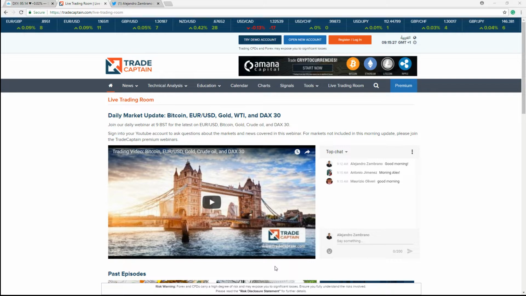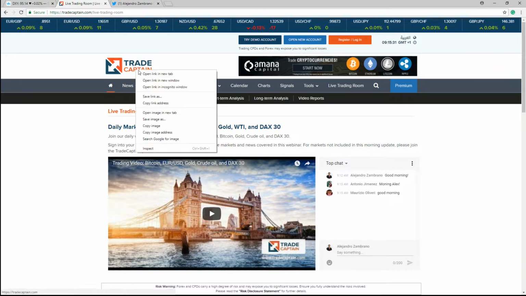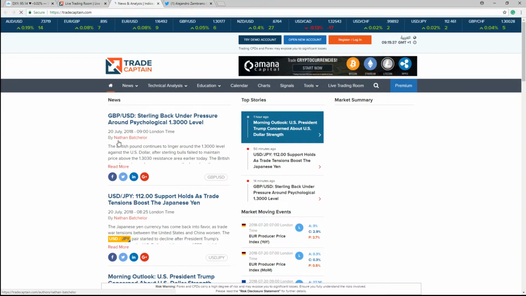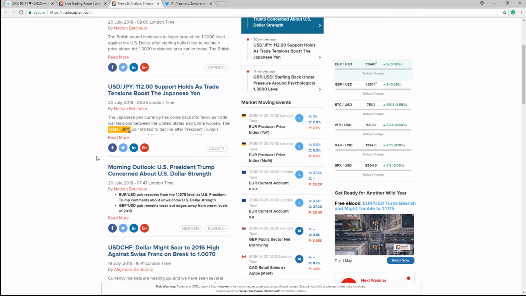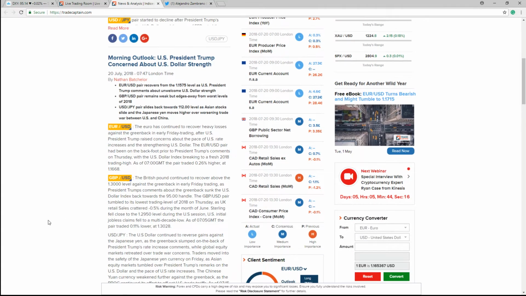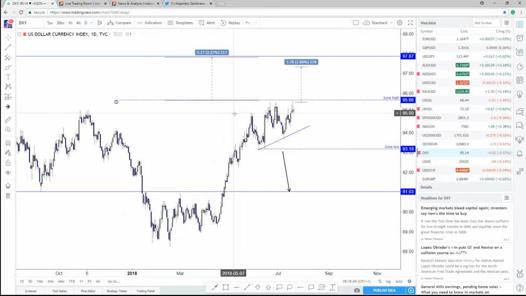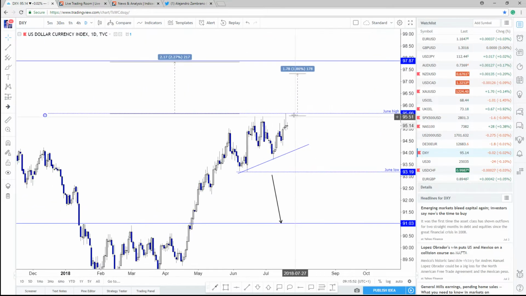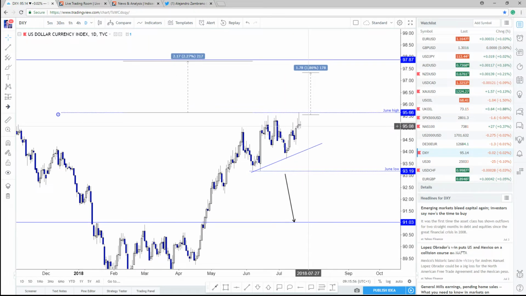However though, following Donald Trump's comments yesterday, he literally killed what would have been a nice rally in the dollar. So Donald Trump is concerned really with higher interest rates and dollar strength, and that caused the dollar index, which was on its way to break out yesterday, to quickly pull back down into the range.